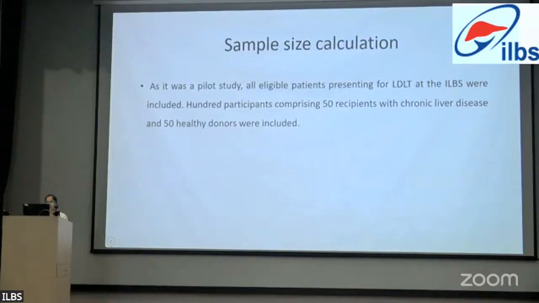So, sample size. As it was a pilot study, all eligible patients who were presenting for living donor liver transplant at the ILBS were included. 100 participants, comprising 50 recipients with chronic liver disease and 50 healthy donors, were included.